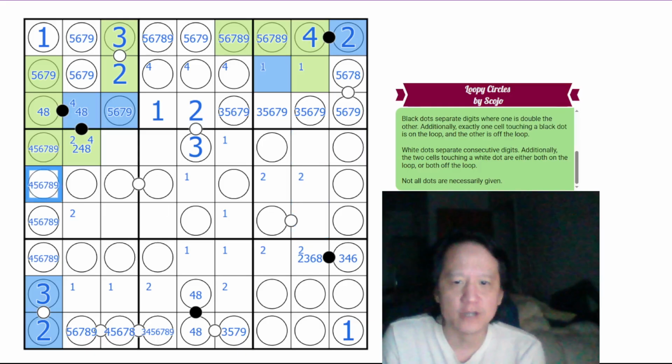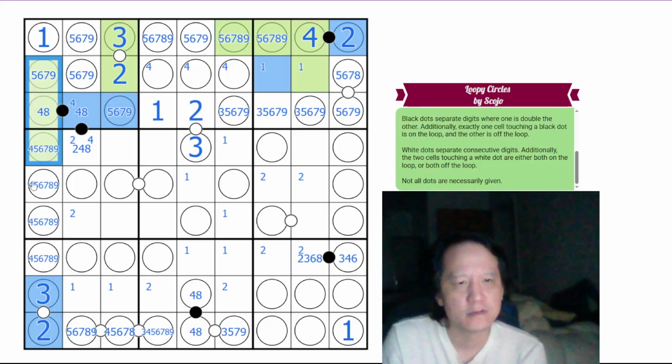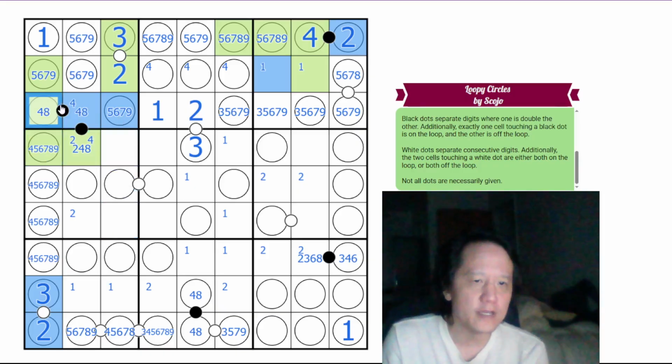This cannot be on the loop because... Wait, why? It doesn't have to go that way. Why did I do that? It just goes that way. Oh, no, because... yeah, there has to be... In every black dot, one cell is on the loop and the other is off. So this must be the on loop. So this can't be on the loop then.